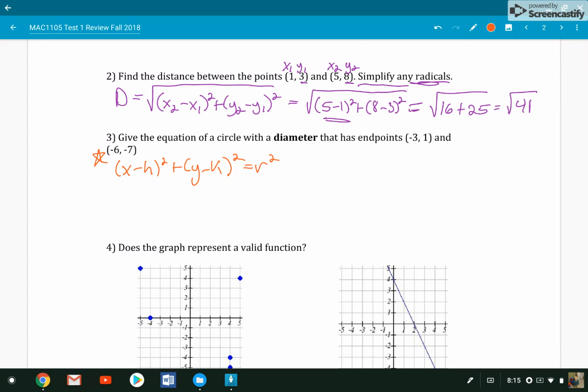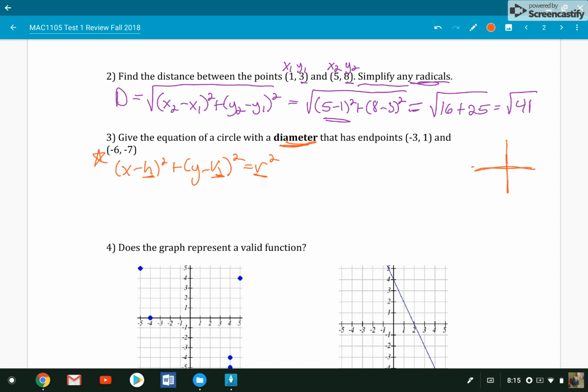So in this formula, I want to fill in for h and k, which gives me the center of the circle, and I want to fill in for r, which is the radius of the circle, which we'll get from the diameter information here. So it helps to do just a quick sketch of what's going on here. So here are my axes.